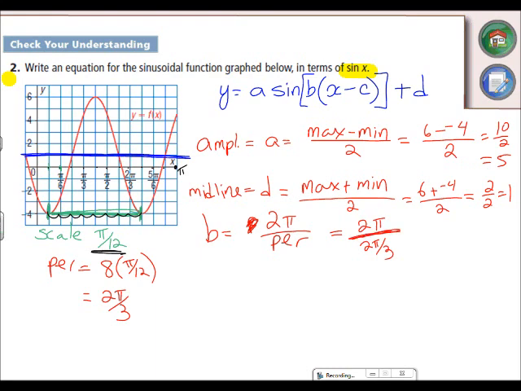Dividing is the same as multiplying by reciprocal. 2 pi times 3 over 2 pi. The 2 pi's cancel off, and we get left with a b value of 3. C value is the hardest one to find.